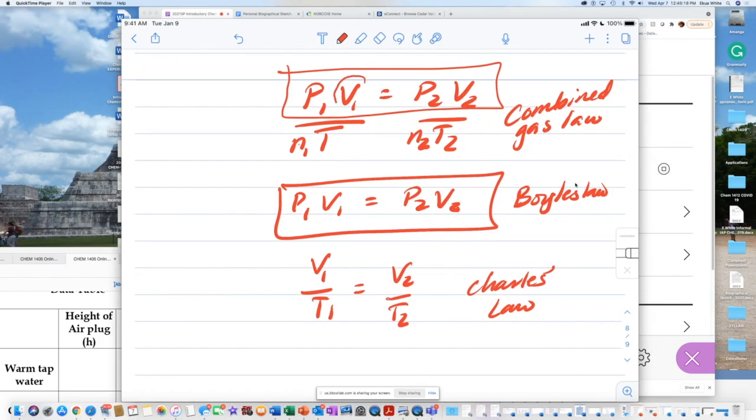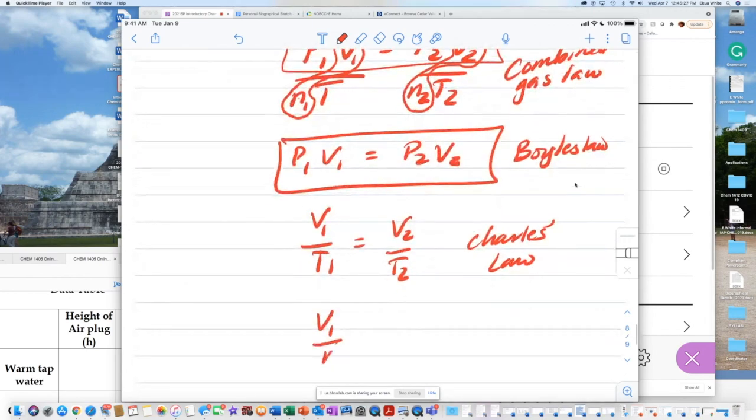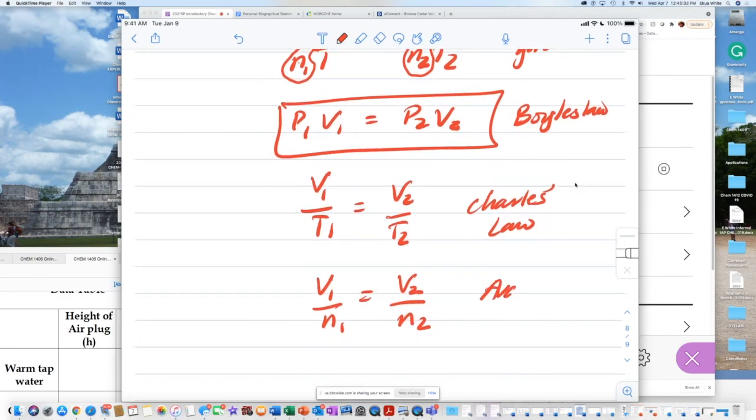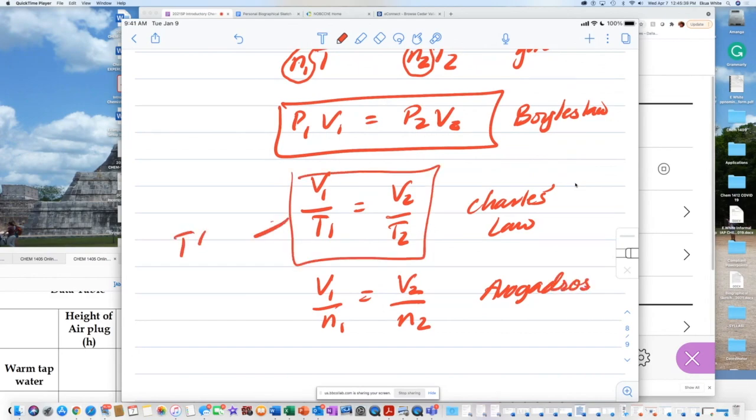So from here, you can see the V and N relationship. So V1 over N1 equals V2 over N2. And this is Avogadro's. Okay. So this one here, T has to be in Kelvin. And this one here, really, you just have that.